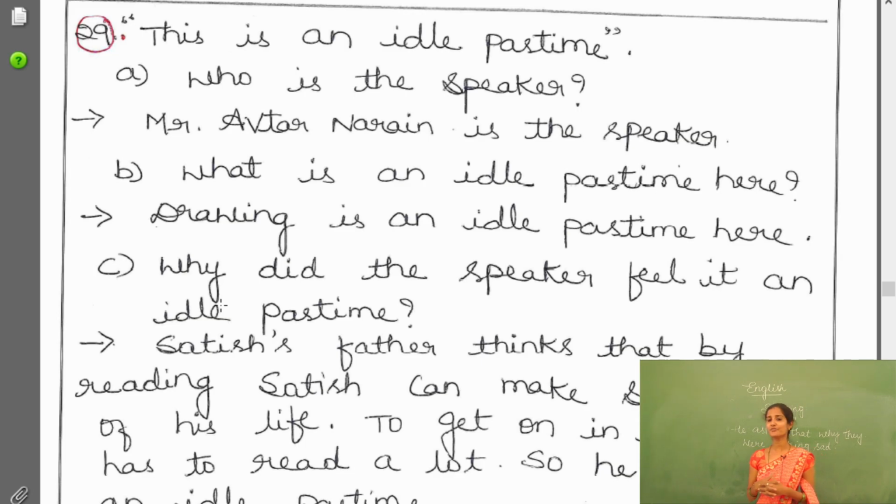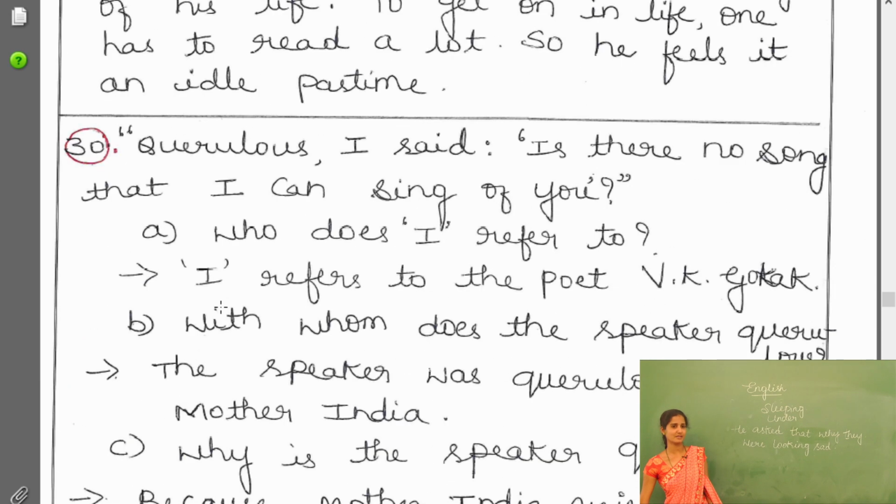Why did the speaker feel it an idle pastime? I have told you. Satish's father thinks that by reading, Satish can make something out of his life. See, add the word there: something out of his life. What should it become? Satish's father thinks that by reading, Satish can make something out of his life. Out should be added there. To get on in life, one has to read a lot. So he feels it an idle pastime.